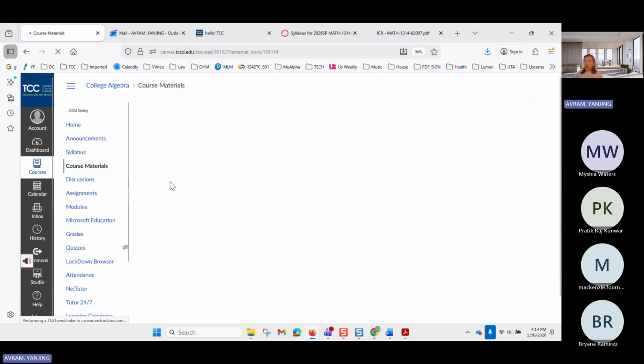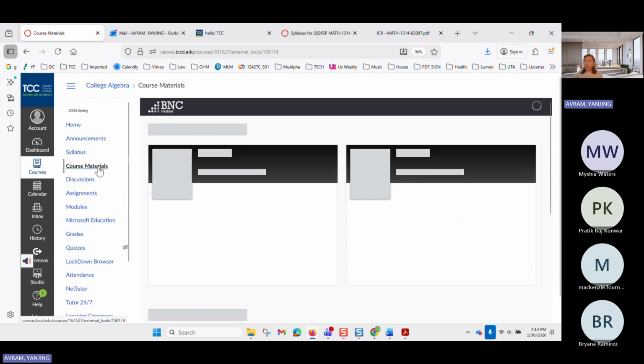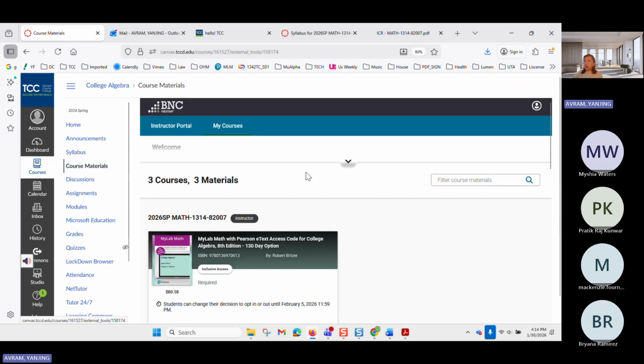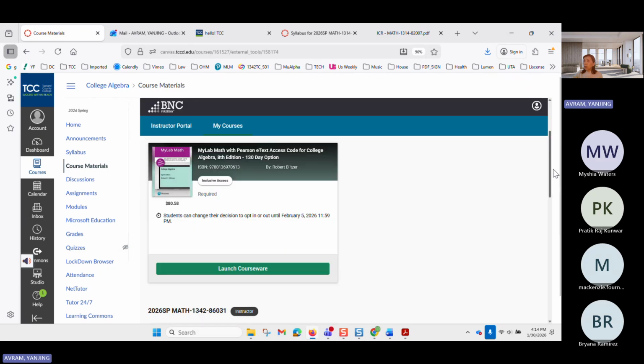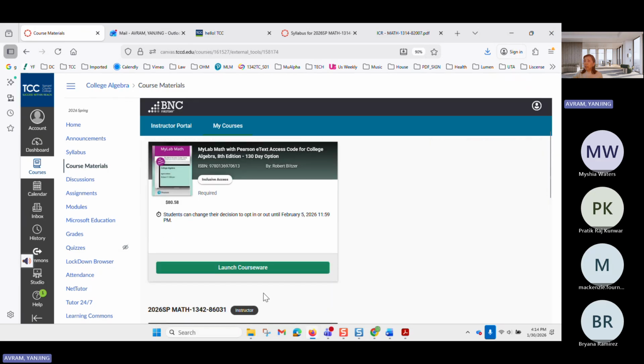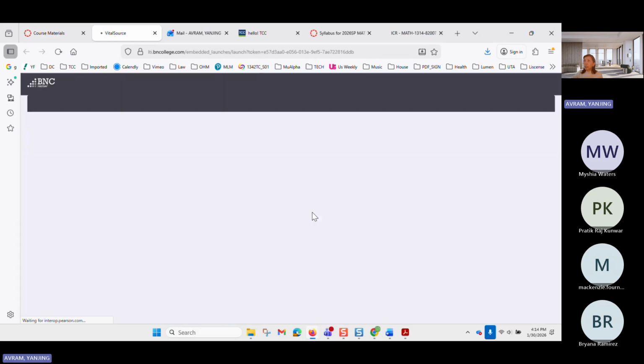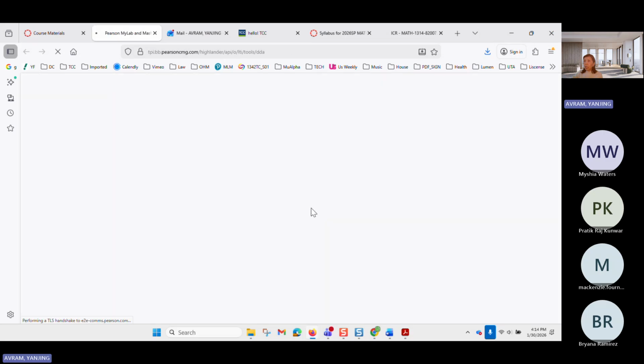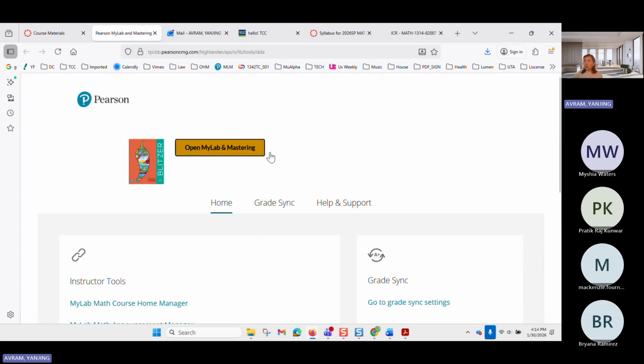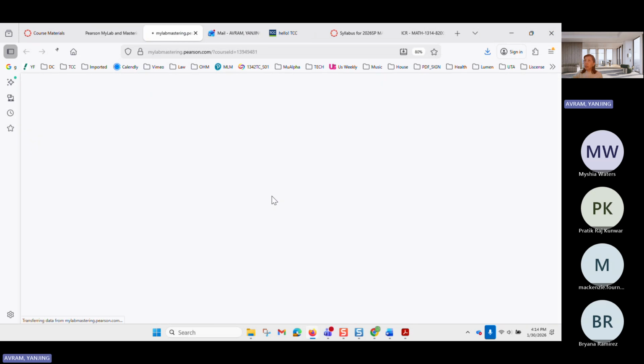Okay, so assuming you all can log into Canvas, where's the assignment? All the assignments are under the course material. In the course material, you can launch the course, and it will take you to the Pearson website. After that, you will open MyLab and Mastering. Before you open that, if you never have a Pearson account, you might have to register one. Otherwise, you can just open that after you register.